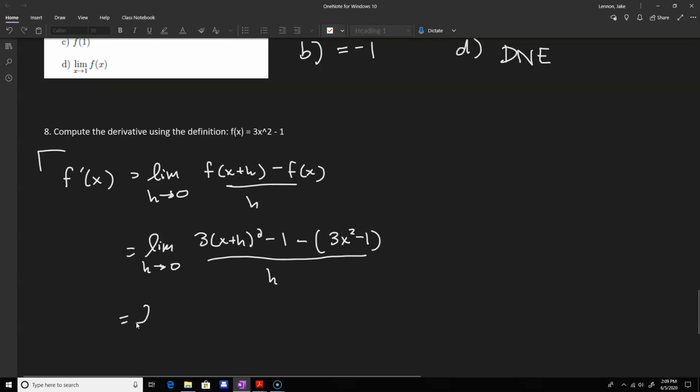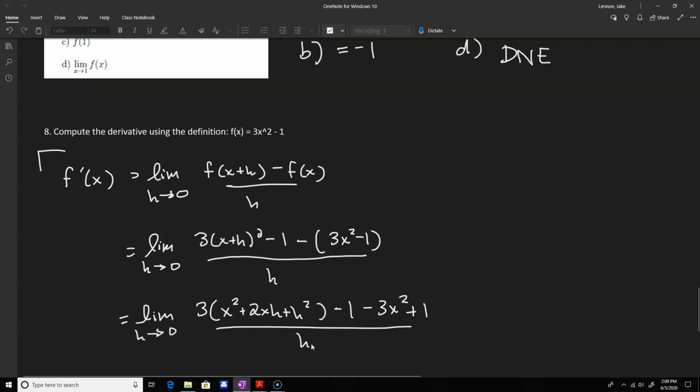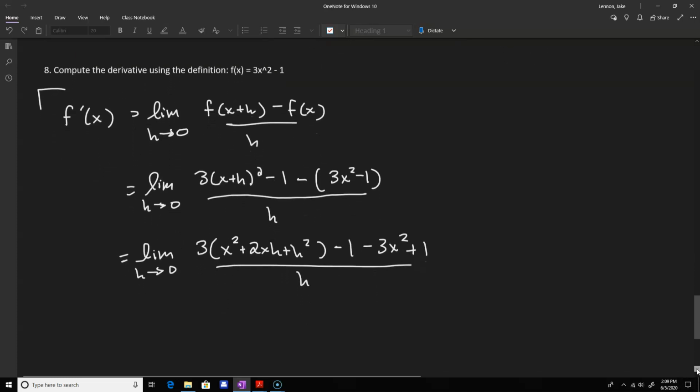Okay, so we want to expand now, and hopefully some terms will cancel in the numerator. So we get 3. Remember to FOIL out x plus h to get x squared plus 2xh plus h squared minus 1, and then distribute the negative, so minus 3x squared plus 1. So immediately the minus 1 and the plus 1 cancel. So let's see what terms are left.